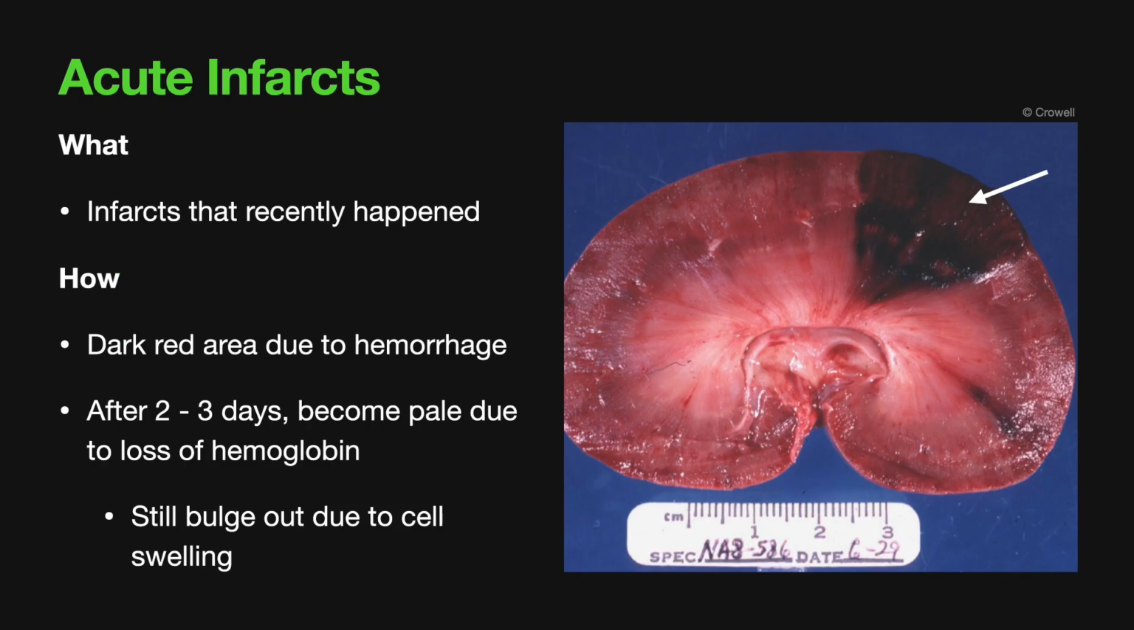We're going to start with infarcts, which are areas of tissue death that occur due to vascular thrombosis. Acute infarcts are ones that have happened recently and are recognizable due to their dark red hemorrhagic tissue. After 2 to 3 days, these hemorrhagic areas will become pale due to loss of hemoglobin. However, they will still bulge outwards beyond the confines of the normal renal capsule due to cell swelling.